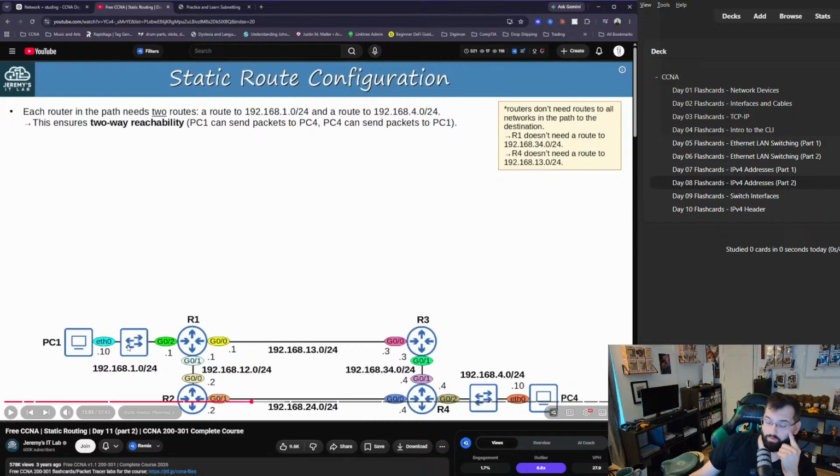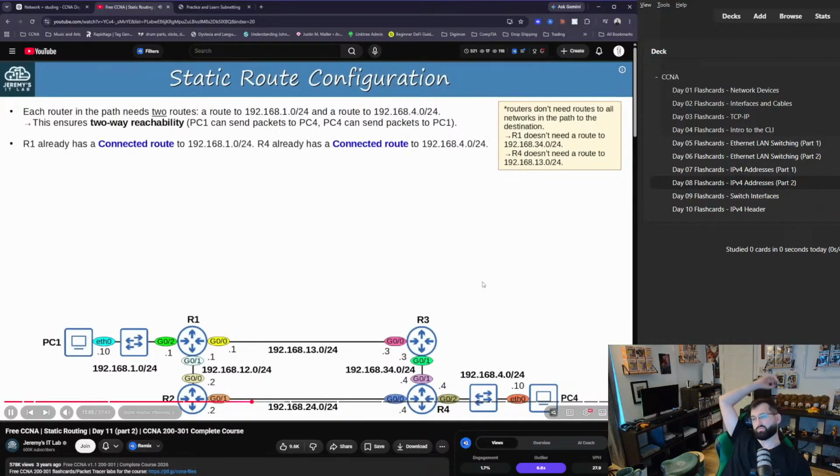Oh, it needs to go to the default gateway. So then it goes to R1. R1's goal is not to get it to here. I mean, it ultimately is, but its goal is to just get it to the next hop. The next hop is going to be R3 or R2. In this case, we picked R3. And so forth and so on.